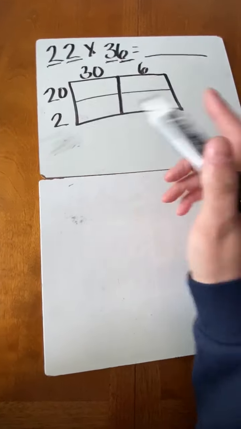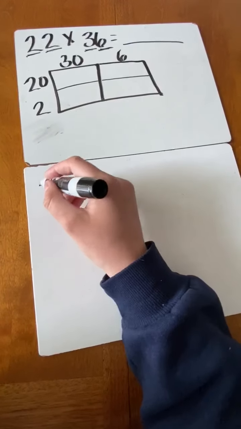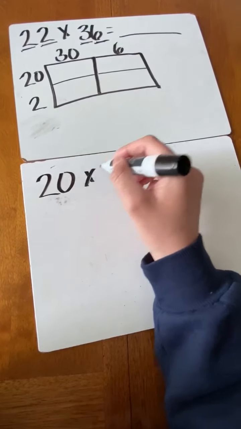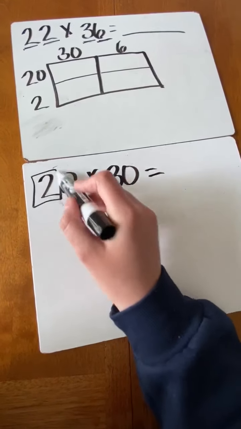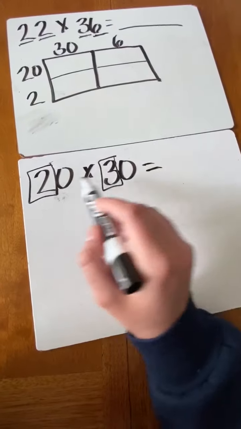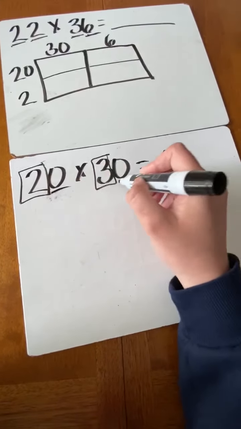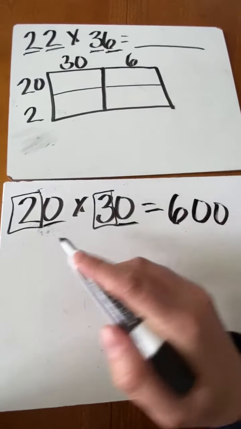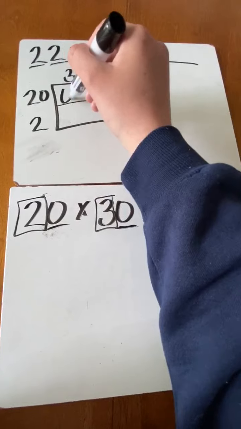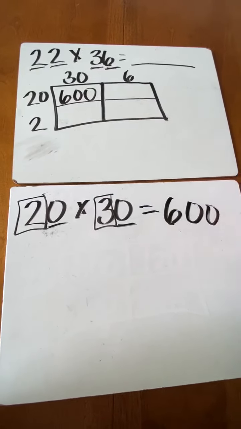So let's look at this. We're going to start for this first box. I need to do 20 times 30. So I'm going to look at my 2 and my 3. 2 times 3 I know is 6. And then I have 2 zeros. So I'm going to add 2 zeros. So that 20 times 30 is going to go in this first box. 20 times 30 is 600.